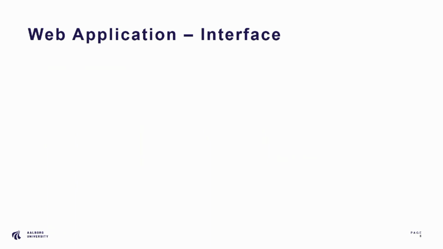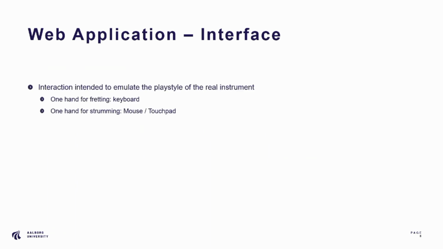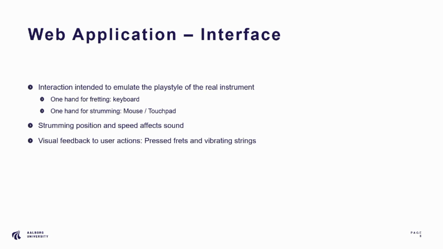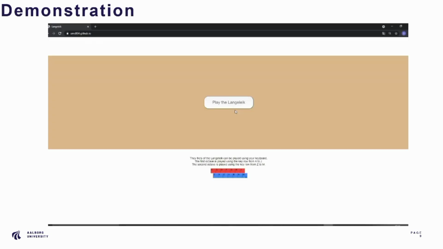For the interface, we roughly wanted it to be played similar to the real instrument. So you use one hand for fretting, that's on the keyboard for our application, and one hand for strumming, which here is done with a mouse or touchpad. Where and how fast you strum affects the sound, and there's some visual feedback to the actions. So we will take a look at a demonstration now.